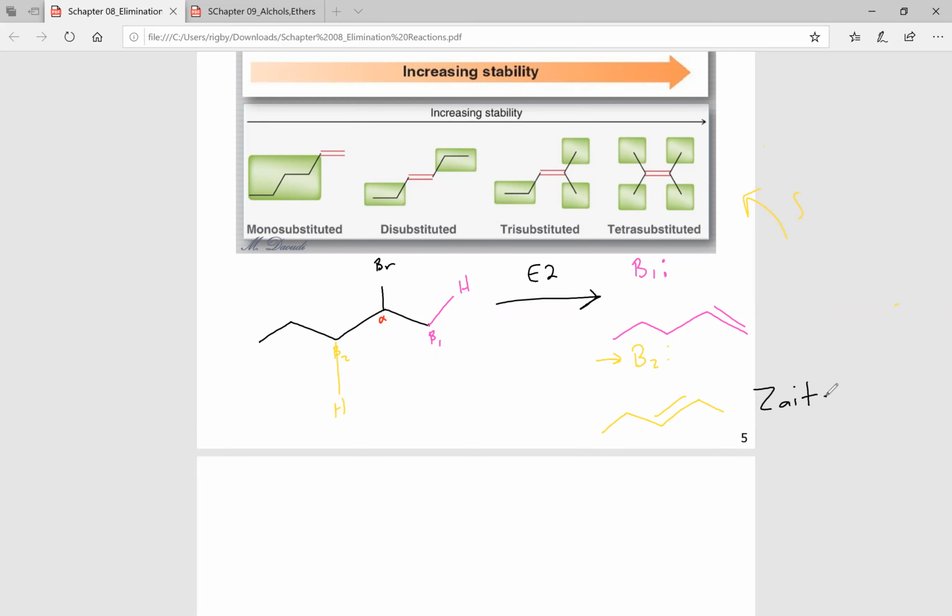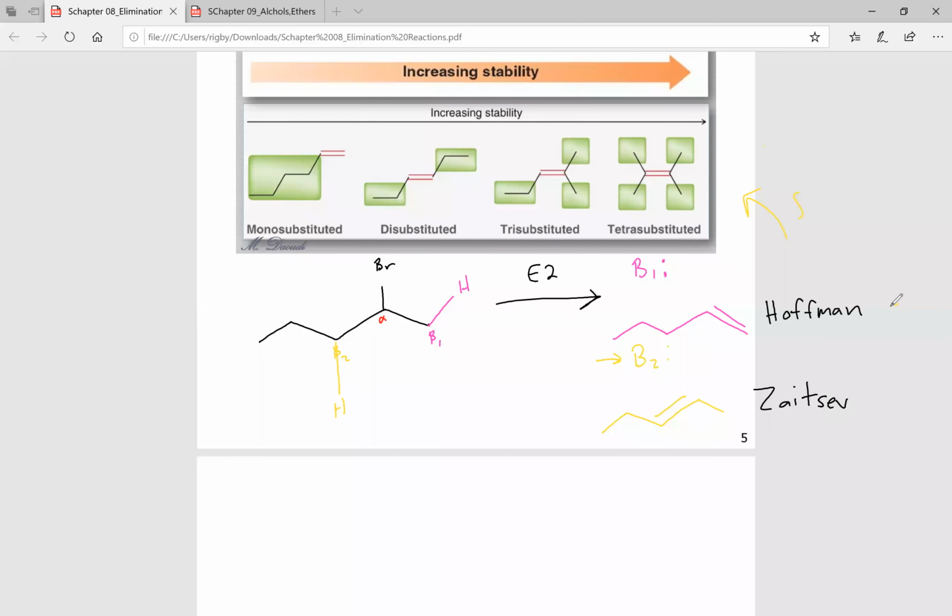I always spell Zaitsev wrong. I always swap the T and the S. So please forgive me if that's misspelled. But Zaitsev is the product, and then the less stable product is called the Hofmann. So you may be wondering why we would ever make the Hofmann product.